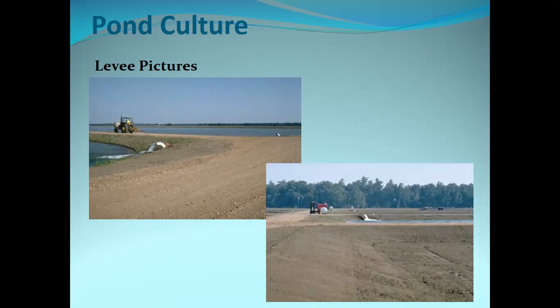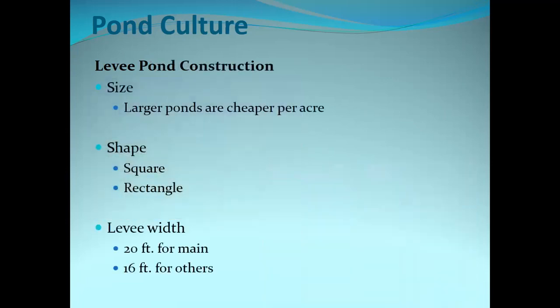The major levee connecting different ponds is called a main levee, and that one will typically be wider than the other levees, because it has the most traffic. That is what I was referring to with 20 feet minimum for the main levee, which vehicles will be moving on, and 16 feet for the others. Vehicles will still be moving on those, but the main levee is where you have major traffic throughout your facility.